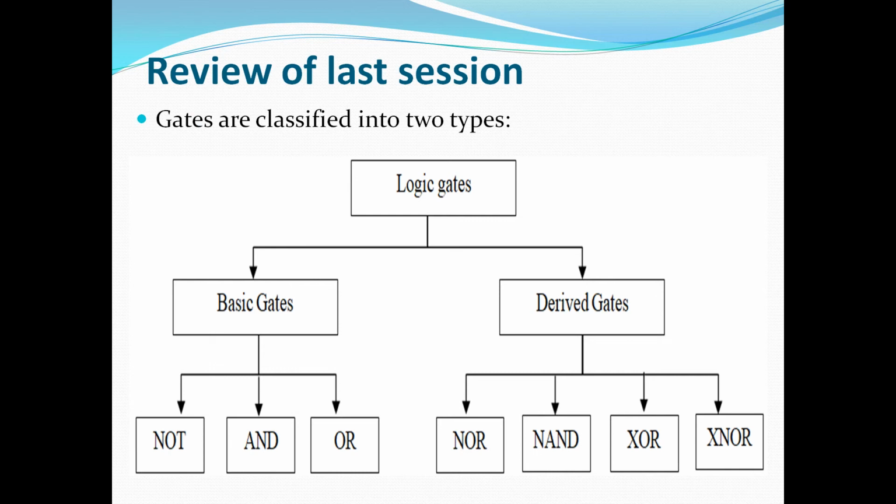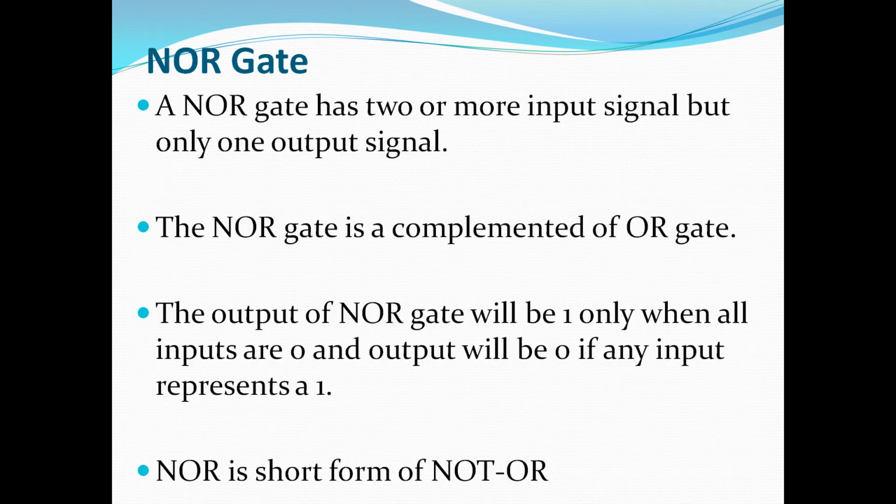In the last session we mainly discussed NOT gate, AND gate, then OR gate. And in today's session we are going to discuss derived gates. First one is the NOR gate. The NOR gate takes two or more input signals, but only one output signal will be produced.